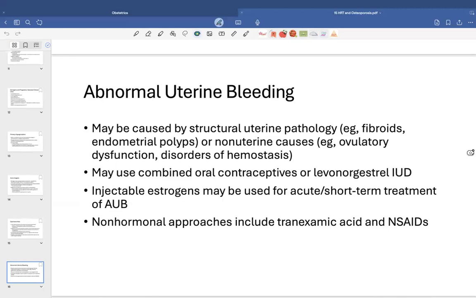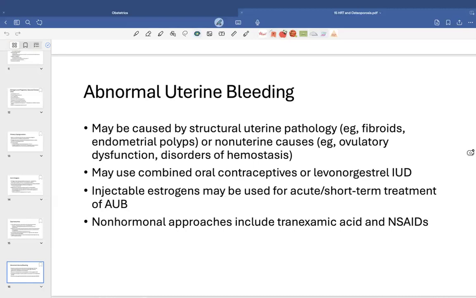So for abnormal uterine bleeding, again, oral contraceptives or the levonorgestrel intrauterine device are helpful. I mentioned earlier, IV Premarin and other injectable forms of estrogens actually have been used emergently for acute abnormal uterine bleeding for patients who may come to the ER, for example.